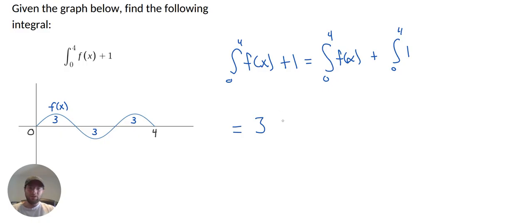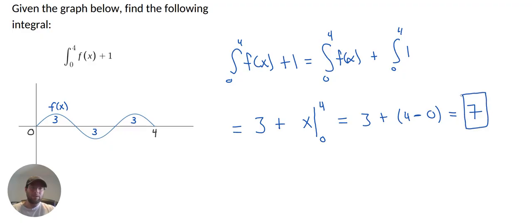And then the integral from 0 to 4 of 1, let's do that. The integral of 1 is going to become an x, and we're going to evaluate that from 0 to 4. And so this is going to become 3 plus, plugging in that 4 into x, we have 4, plugging in that 0, we have minus 0, and then we're going to get a 0 here. And that is going to become 3 plus 4, which is 7 for our final answer.